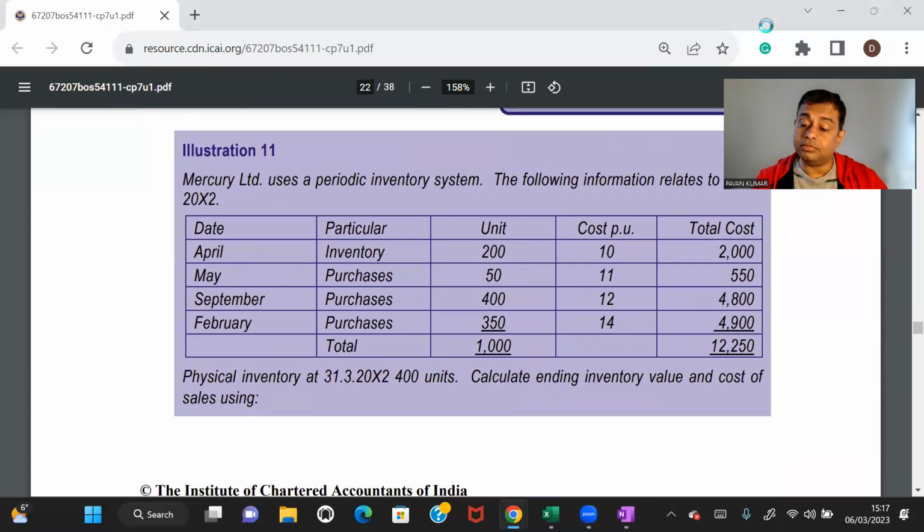So this is the question. Harini, can you read question number 11, please?